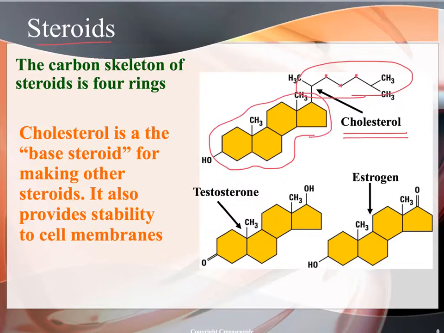And from cholesterol, you can make a variety of other steroids. You can make these sex steroids, testosterone and estrogen. It also is linked inside those phospholipids that we have in the cell membrane. It helps keep them in their right places, especially as temperature changes are experienced by the cell. So it has a lot of very important roles, but you don't need to eat any. Your body can make it for you.